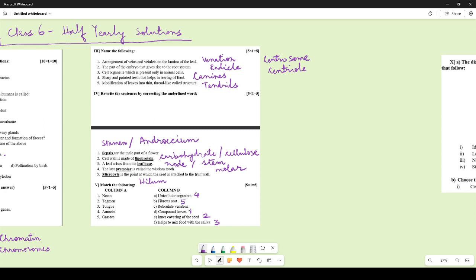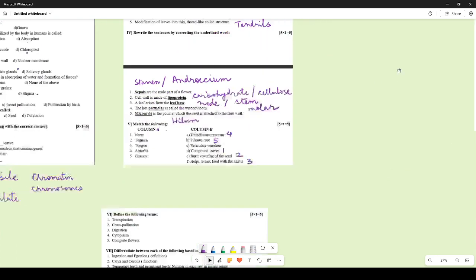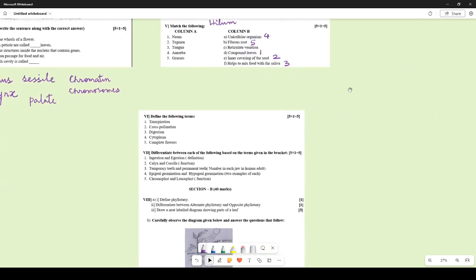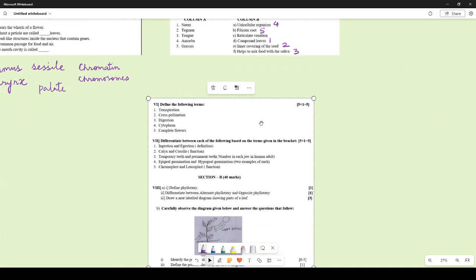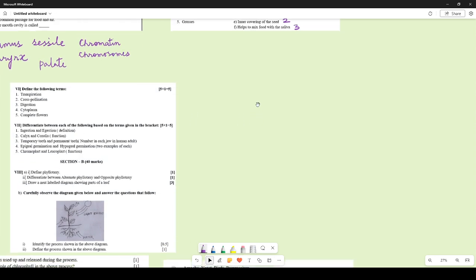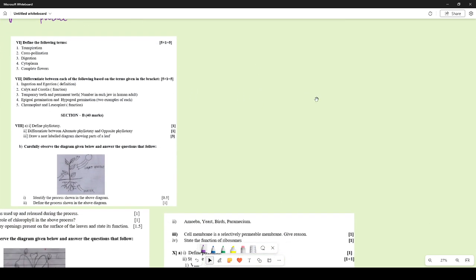This was extra. This reticulate venation, or I think heart shaped, or whatever was there. These are the correct matches, so you cannot use anything else. Now let us come to the next part, which is define the following terms.